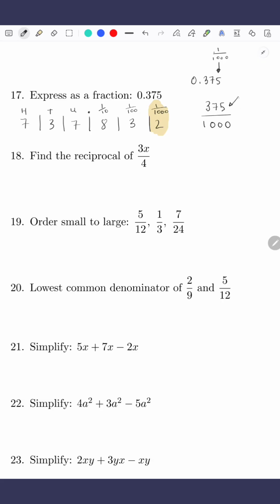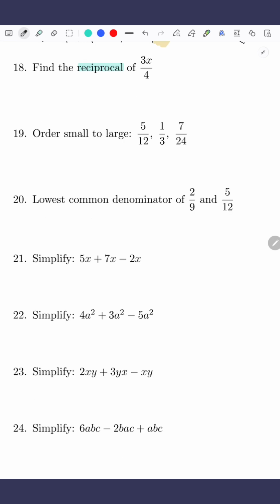The amount that we have is on top, the numerator, and the denominator tells us what exactly the split is. So we split 1 into 1,000 parts, and we've got 375 of those in this question.